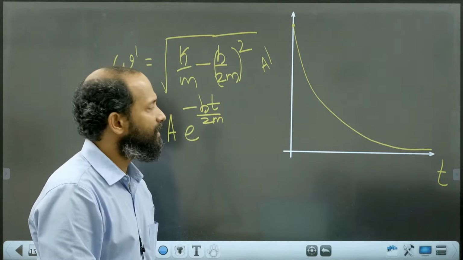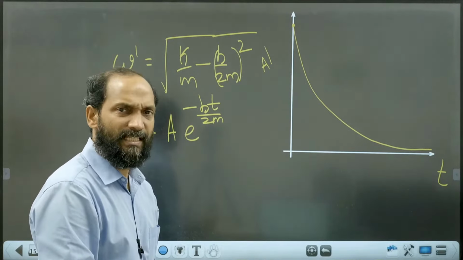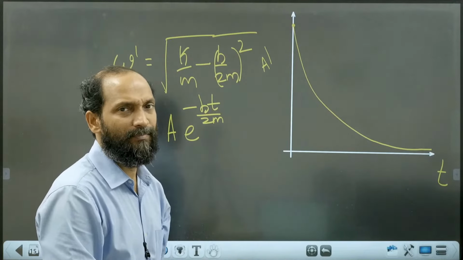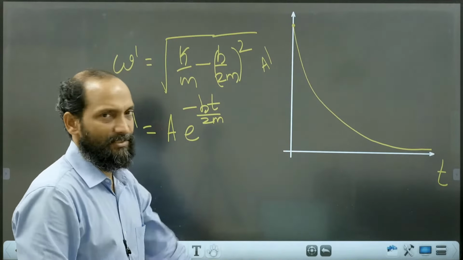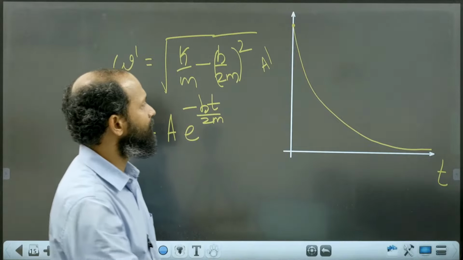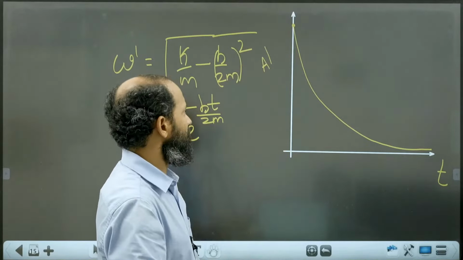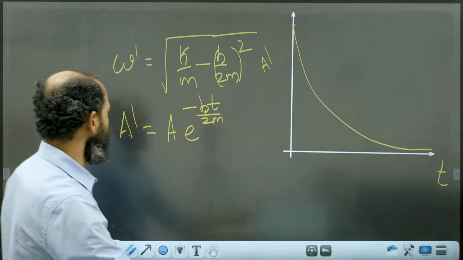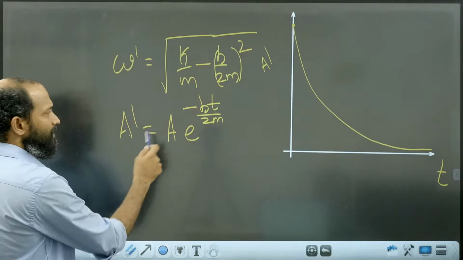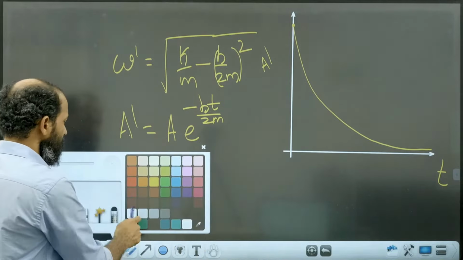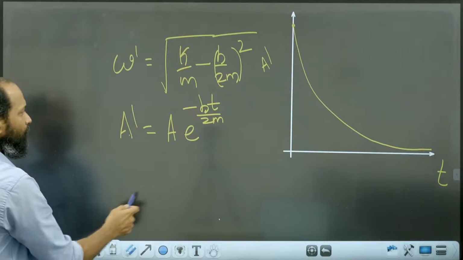That means it never meets the x-axis. That means it will take infinite time to meet the x-axis. That means it doesn't have an x-intercept, but it has a y-intercept. The y-intercept is the initial amplitude. Okay, there is a famous solved exercise in the NCERT textbook. Let me explain that more.